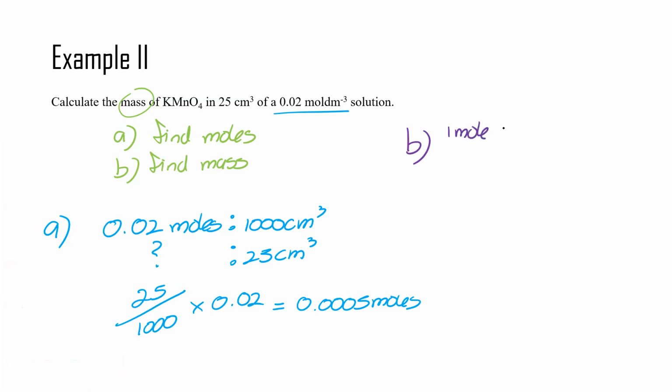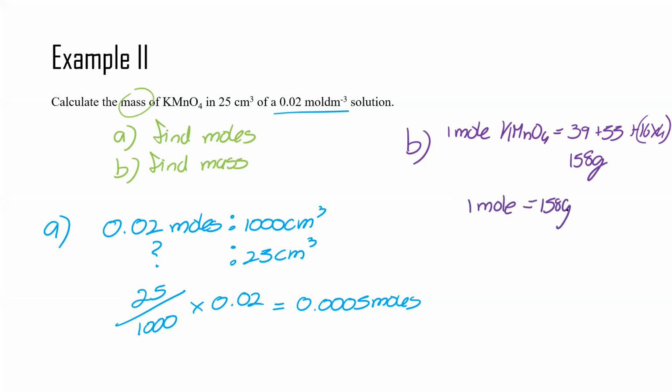Once we find the number of moles, then we can find the mass. So 1 mole of KMnO4 is equal to 39 plus 55 plus 16 times 4. Remember, these numbers are the RAM, the relative atomic mass, which we can find from the periodic table. So this would be a total of 158 grams. So 1 mole of KMnO4 is equal to 158 grams.